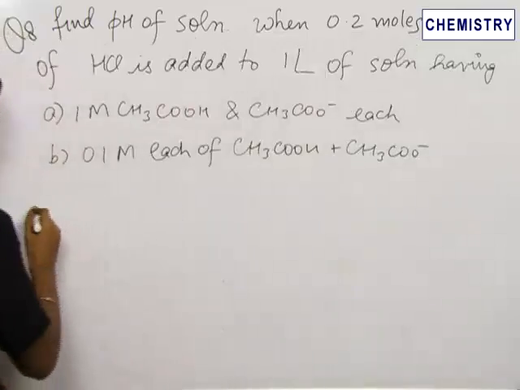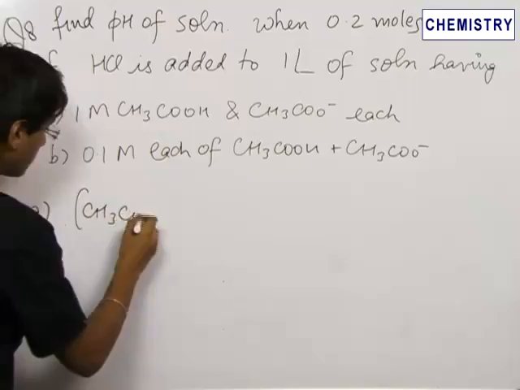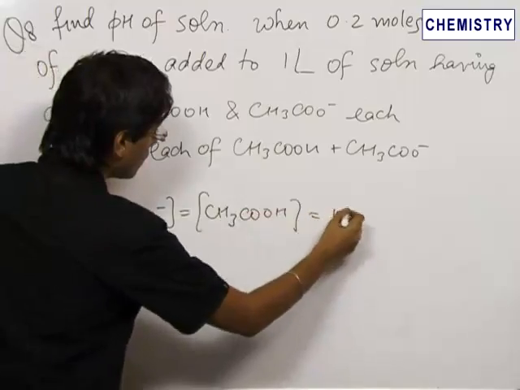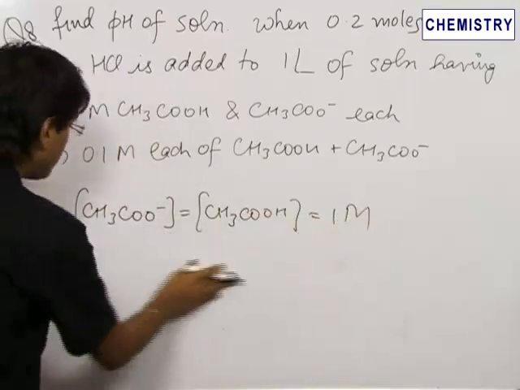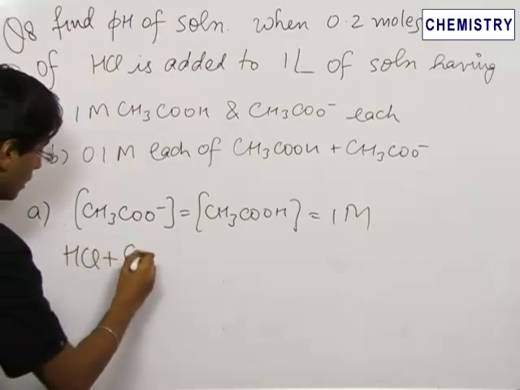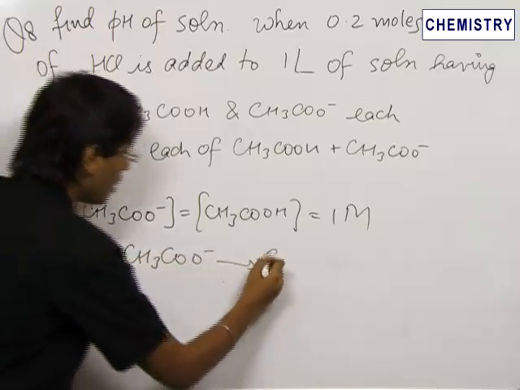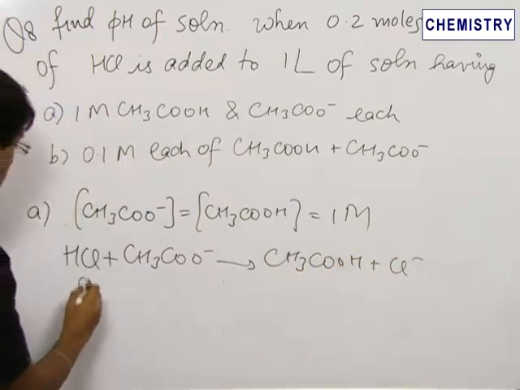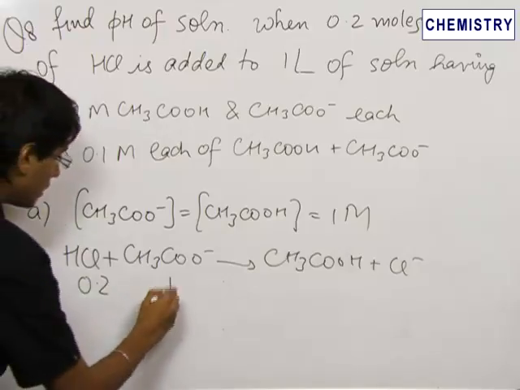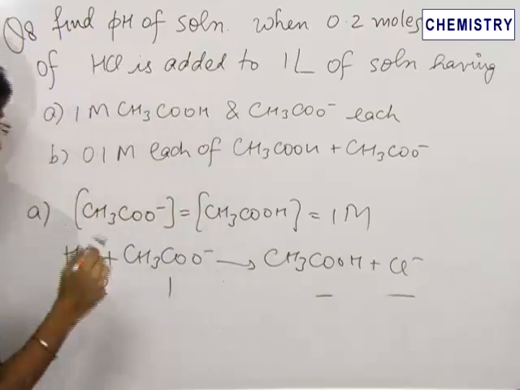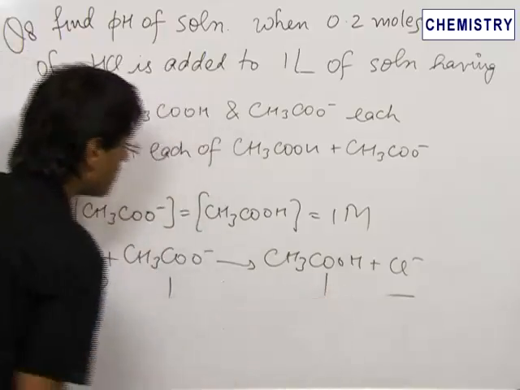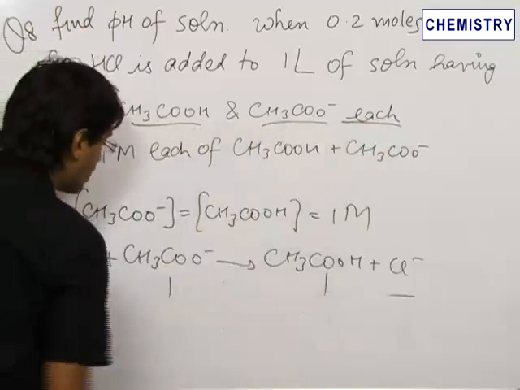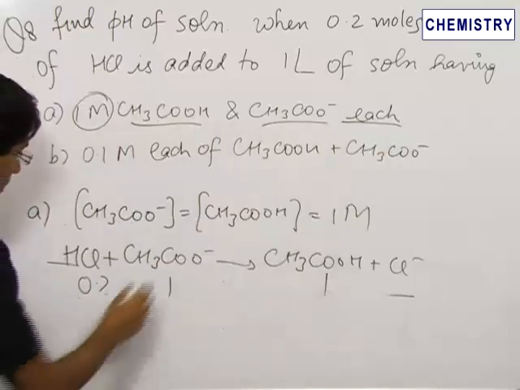Now first solving for the first part, we have acetate ion concentration and acetic acid concentration both equal to 1 mole. Initially, when HCl is added to the solution, this will react with acetate ion to give acetic acid. This was 0.2 initially when it was added. This was 1 mole, since 1 mole of each of acetic acid and acetate ion was present. This being a strong acid completely reacts with this.